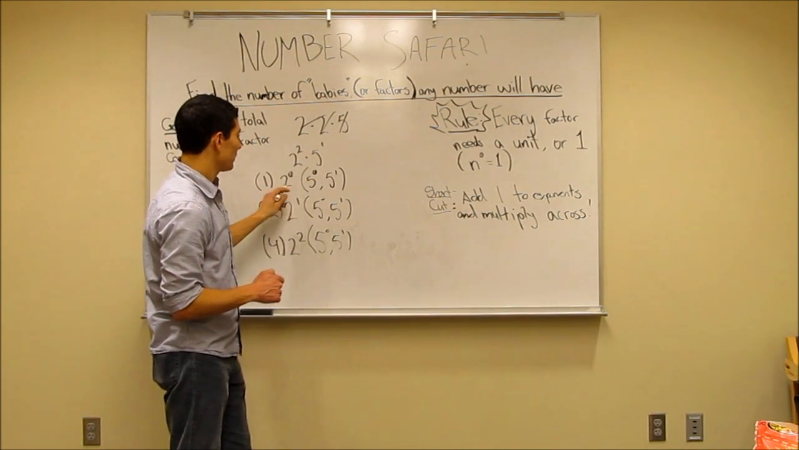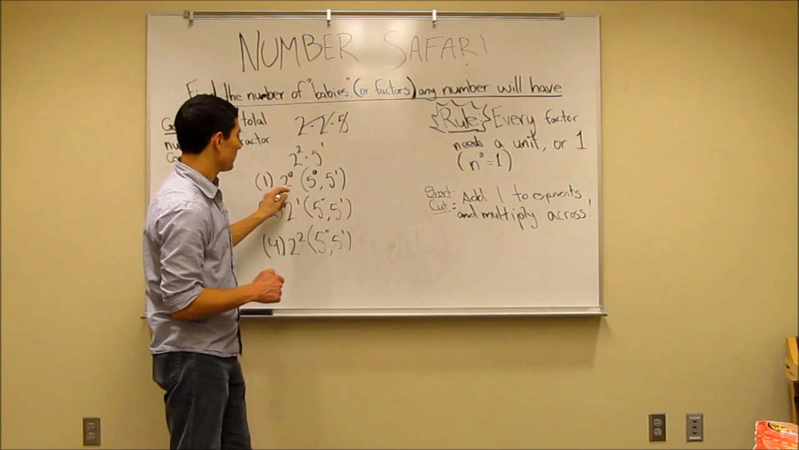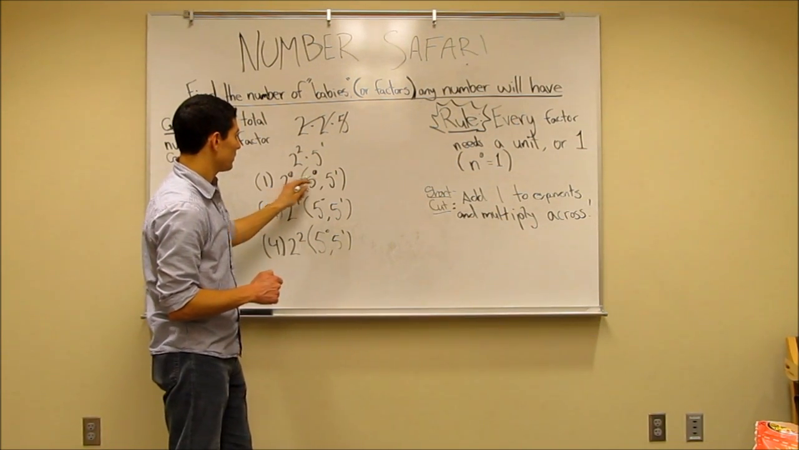6. Now this is the shortcut. The shortcut is add 1 to the exponents and multiply across. So we added 1 to the exponents, multiplied across, and we have the same number of factors. That's how you find the number of factors any number will have.